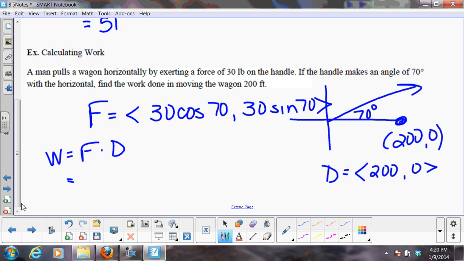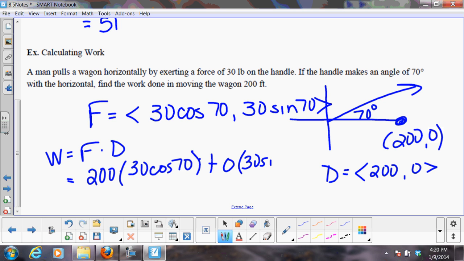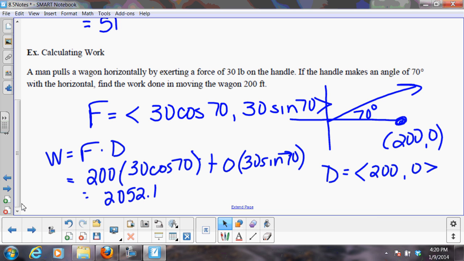So to find work, force times D. So we get 200 times 30 cosine 70 plus 0 times 30 sine 70. So the back part's definitely 0. The front part is 2,552.1. And that is our entire chapter.